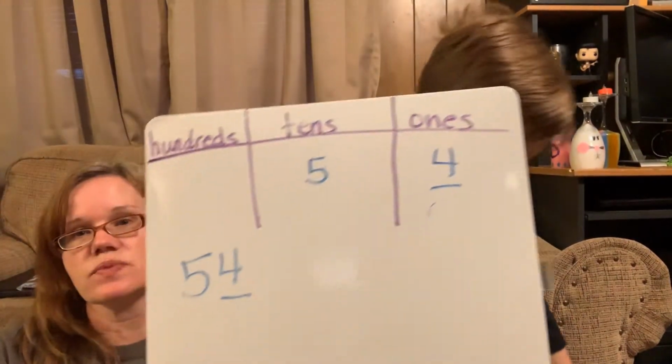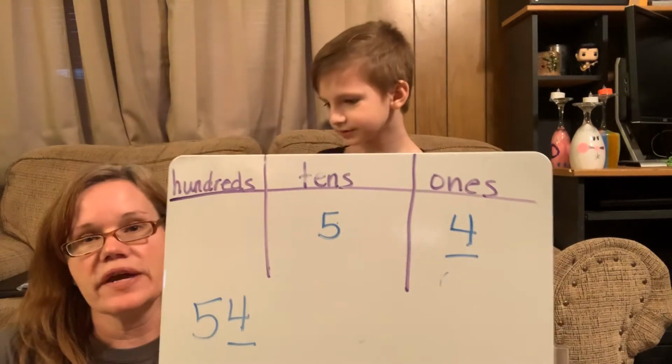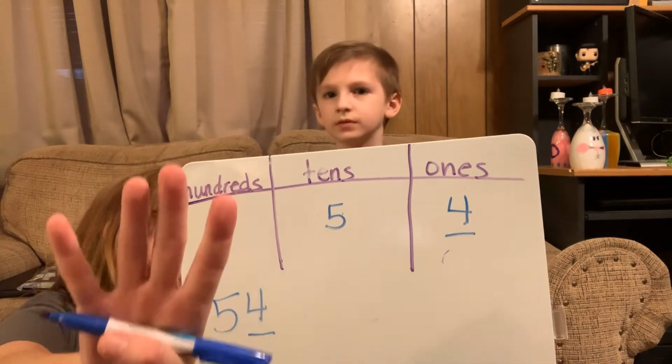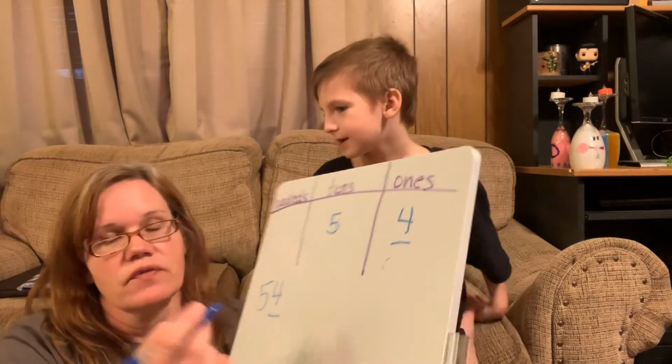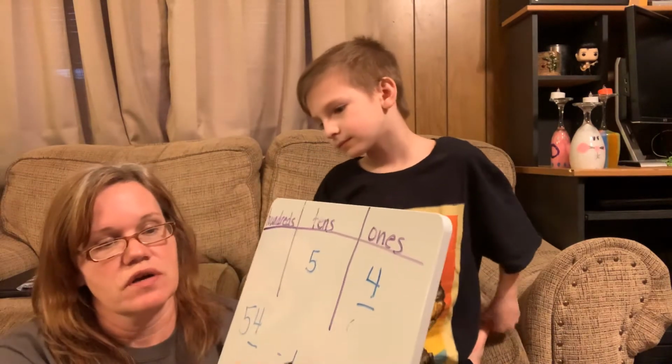See, we're doing this one together, right? All right, so we have 4 ones. So how much is 4 ones worth? 4. We count ones, 1, 2, 3, 4. So it is worth 4.